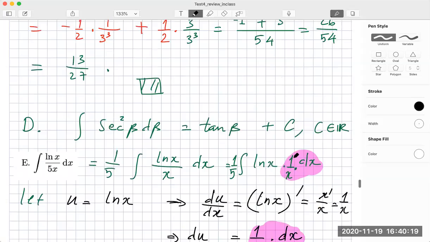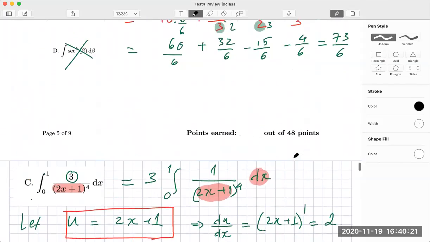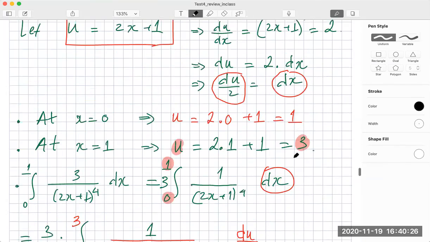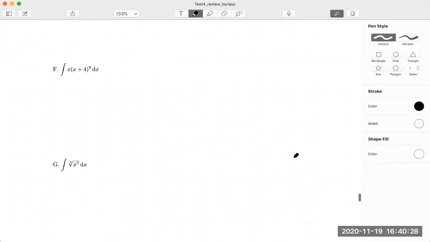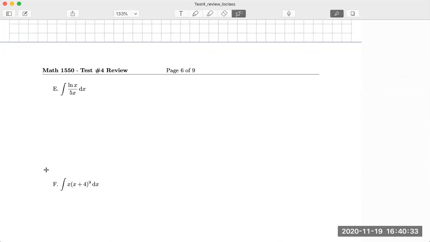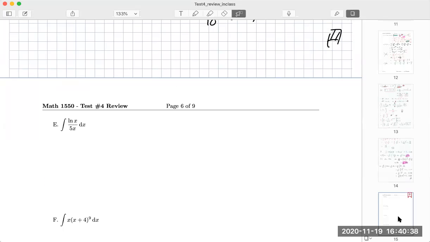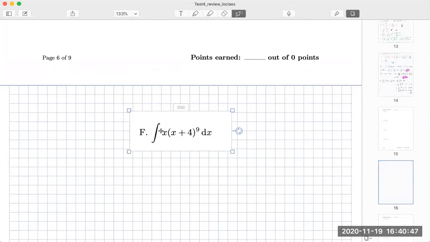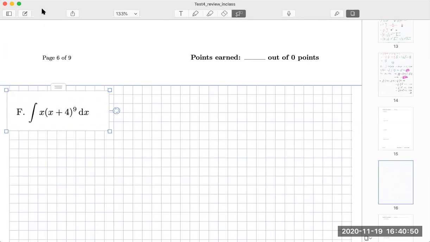The next one, the next one below this, right? Oh yeah, we're doing question F here. Wow, it looks complicated.